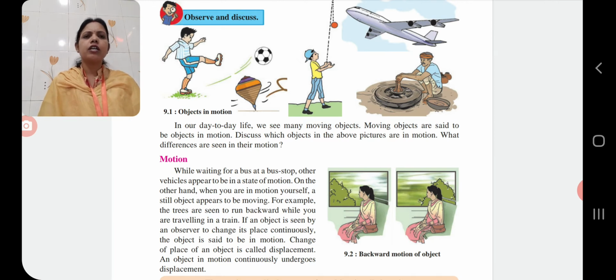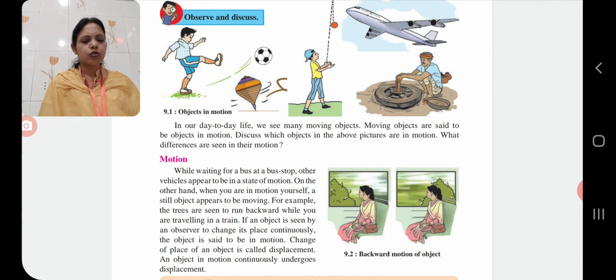So children, here what are we all seeing? An aeroplane is there. The aeroplane is flying. Inside that aeroplane, whoever is there, they are also in motion. So children, everywhere we see that all the objects are in motion. So, the continuous displacement of an object is called motion.